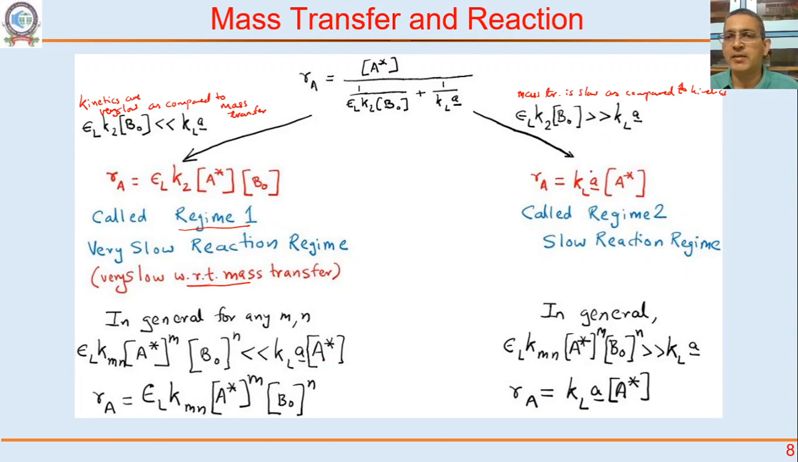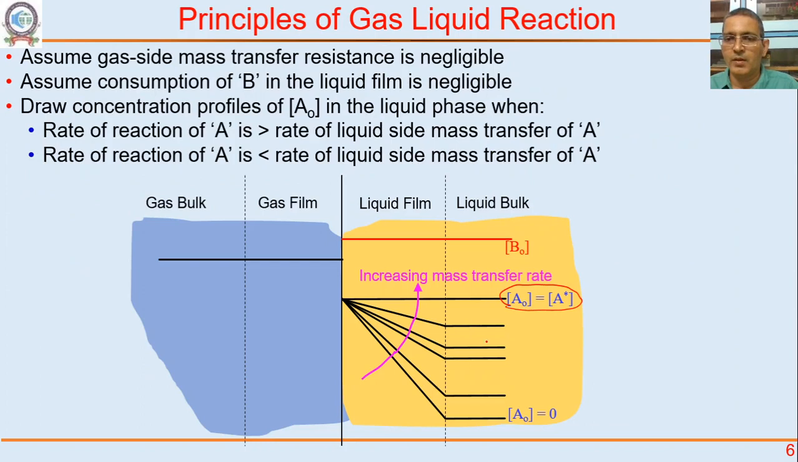For the other case, we call it regime 2, slow reaction regime. In general, epsilon L Kmn A star raised to M, B naught raised to N is far greater than KLA, and RA would be KLA into A star. Why A star? Because reaction is fast, A naught is 0. So rate is KLA into A star minus A naught, and A naught is 0.